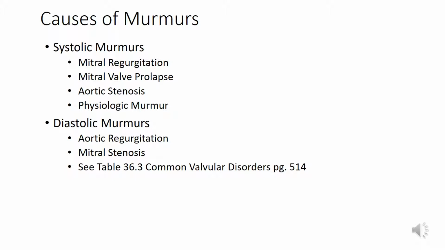So here are some of the causes for systolic and diastolic murmurs. As I said earlier, a diastolic murmur is always considered pathologic. You have a table in your book that will show the characteristics, the physical exam findings, and the diagnostic findings of each valvular disorder. So I want you to look at that. It's too much information to put on a slide. And again, the aortic and the mitral valves are usually the main issues.